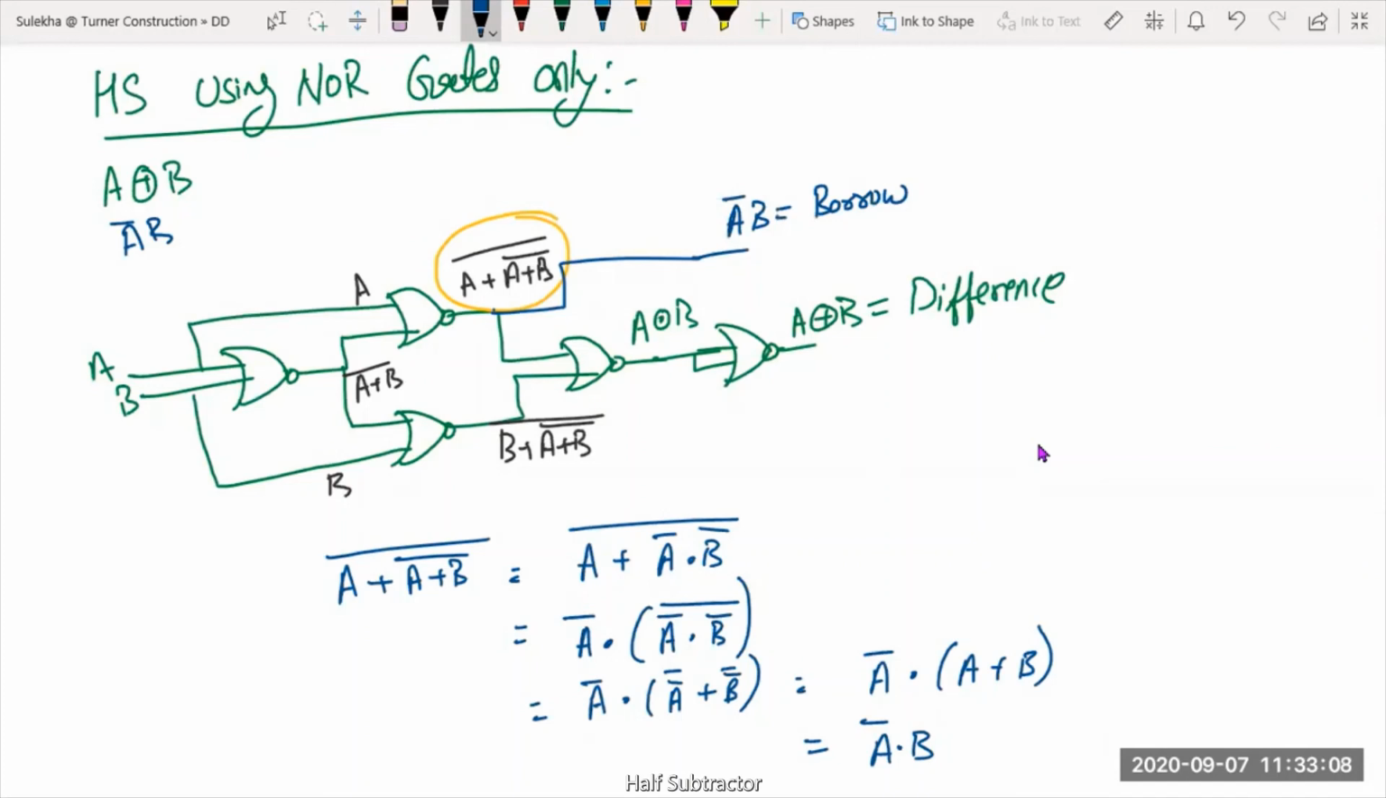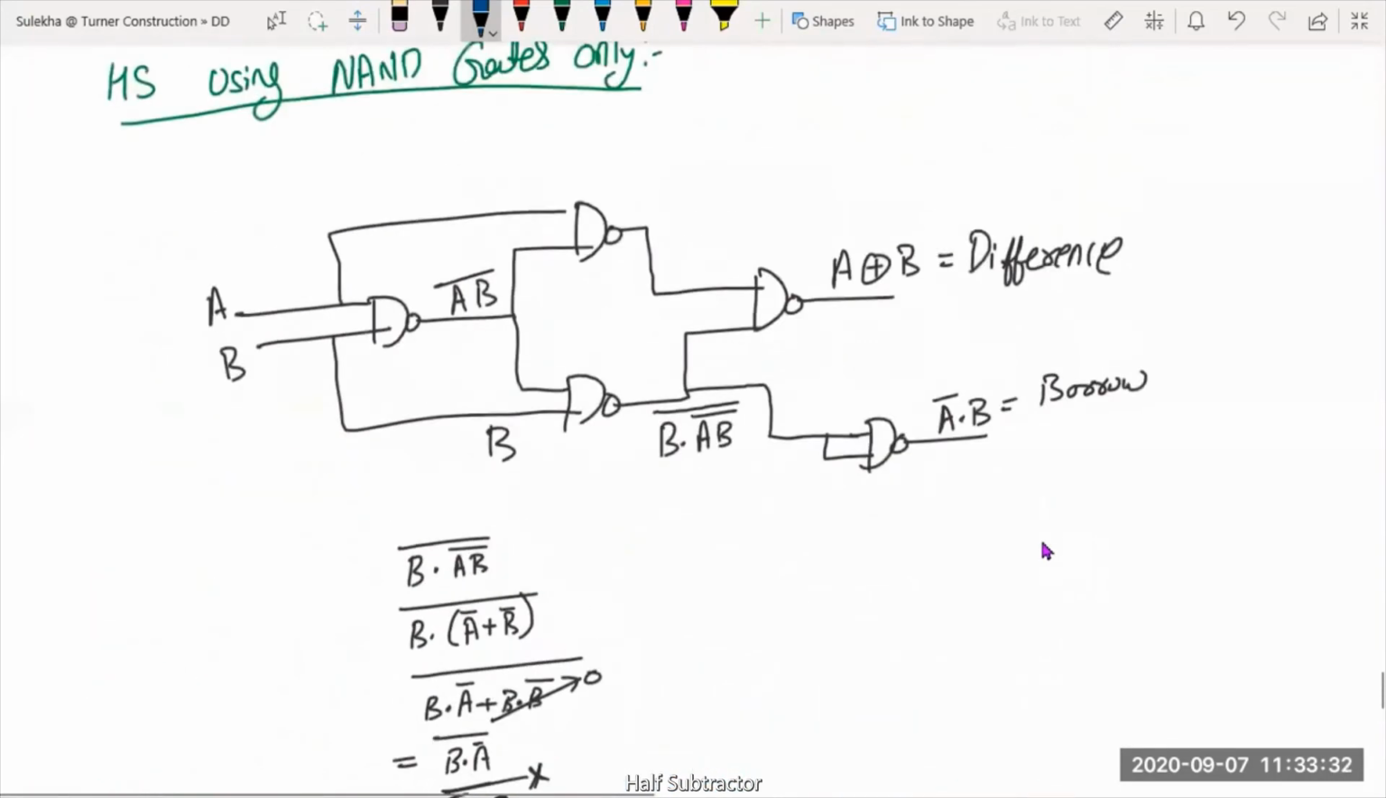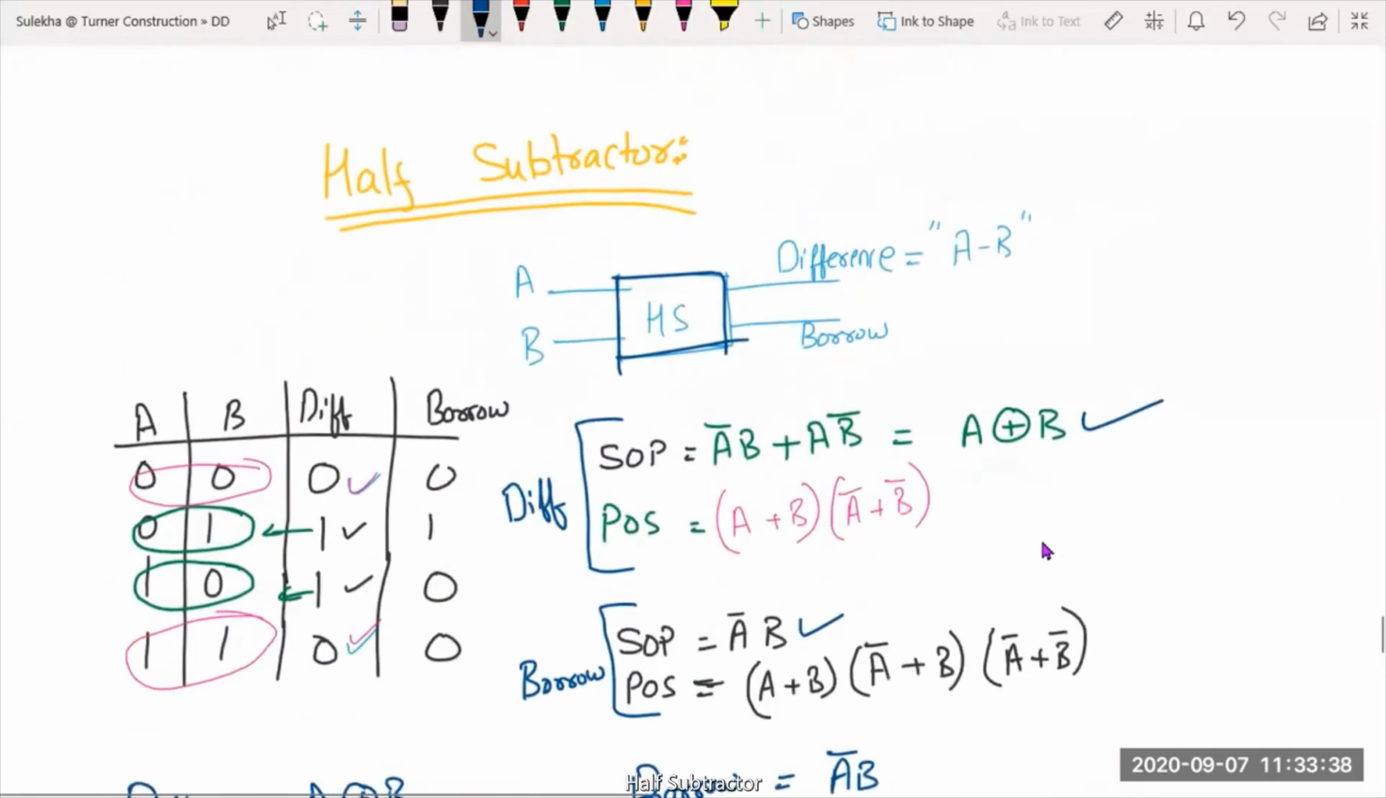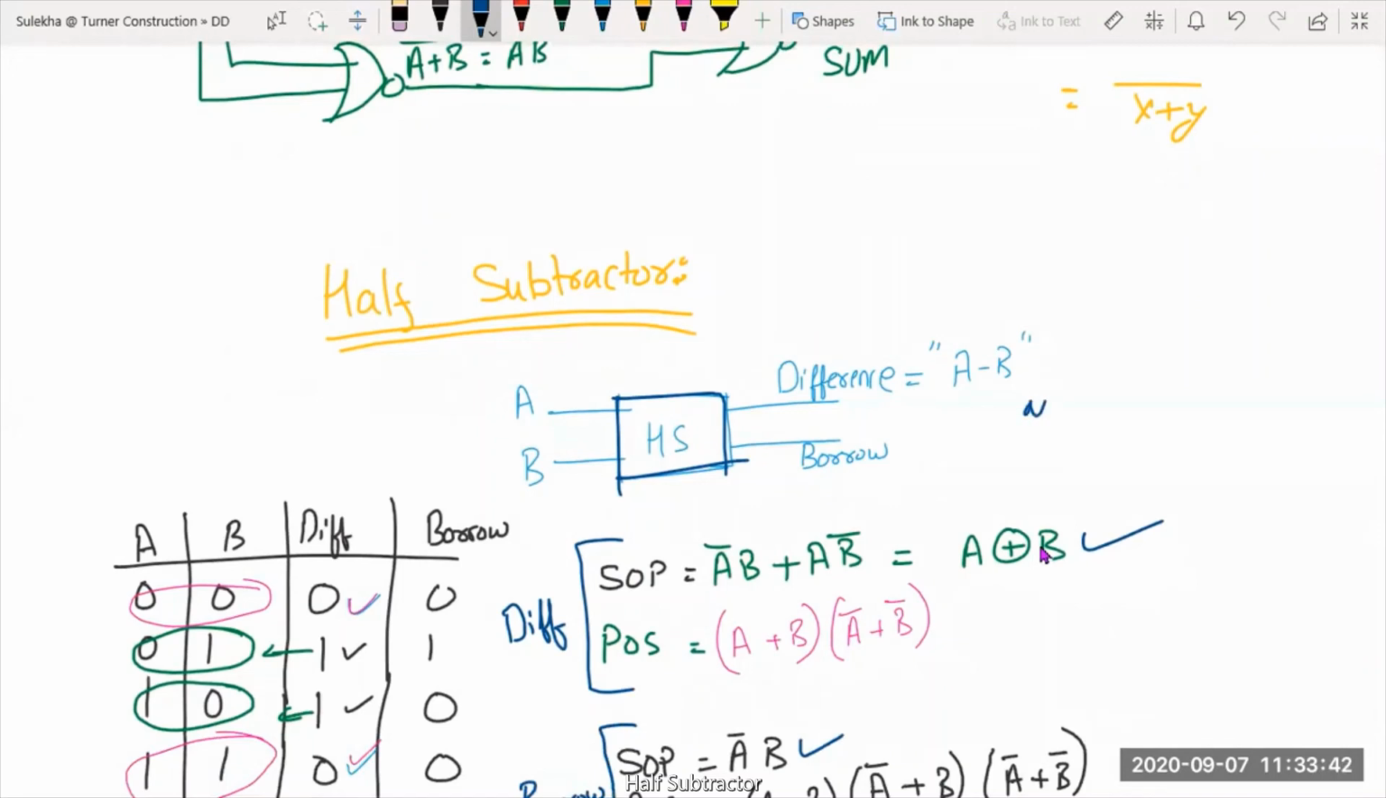In this way, I can design the half subtractor circuit using NOR gates only. By analyzing this NAND gate and NOR gate implementation, I can see that the NOR implementation uses a minimum number of gates, which is 5 gates: 1, 2, 3, 4, 5. And the NAND implementation is also done with 5 gates. So if you want to design this with NAND gates only, you need 5 gates, and if you want to design it with NOR gates only, then also you need 5 gates.